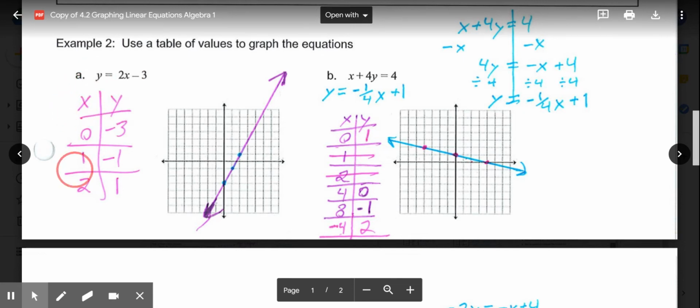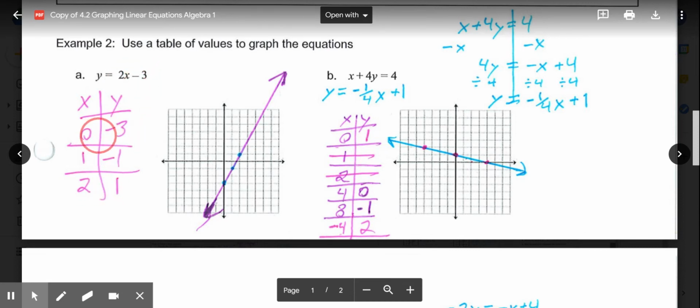So I set up my simple 2-column table, and for x, I'm putting in a 0, 1, and 2. When I put a 0 in for x, 2 times 0 is 0, minus 3 gives me a y value of negative 3. When I put a 1 in for x, 2 times 1 is 2. 2 minus 3 gives me a y value of negative 1. Then when we put a 2 in for x, 2 times 2 is 4. 4 minus 3 is 1.